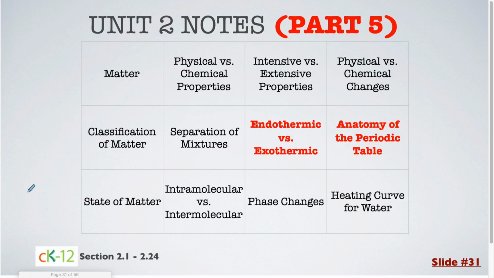That concludes part 4 of the Unit 2 notes. When we come back for part 5, we're going to be going through endothermic and exothermic processes and the anatomy of the periodic table.